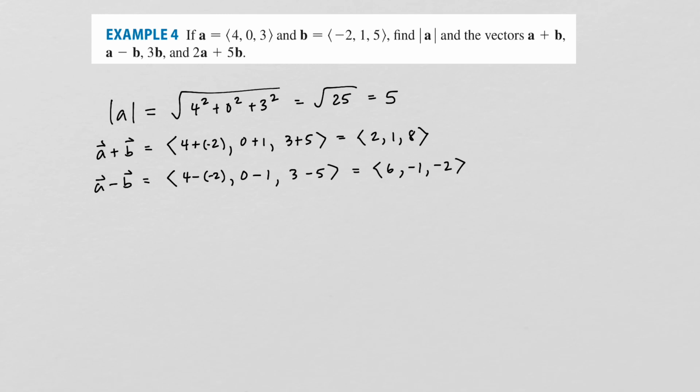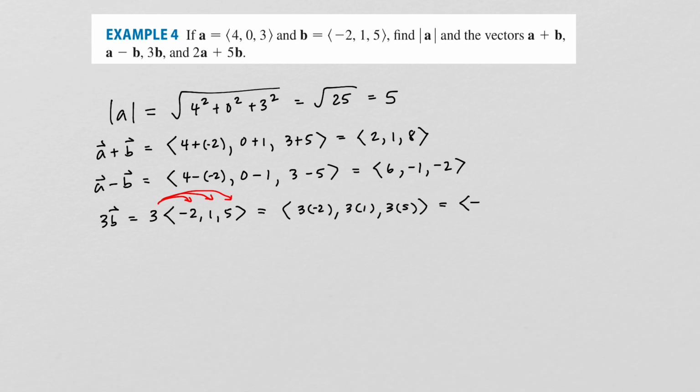Next, 3 times B is simply 3 multiplied by the vector B, which is negative 2, 1, 5. And you can think of this as kind of being like a distributive property. So we're going to get 3 times negative 2, 3 times 1, and 3 times 5, which of course gives us negative 6, 3, 15.